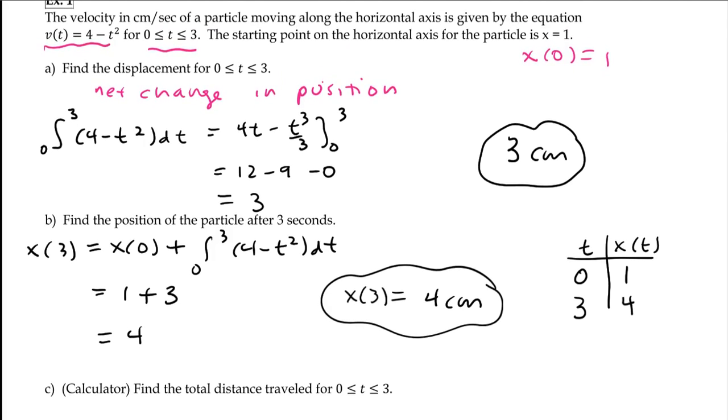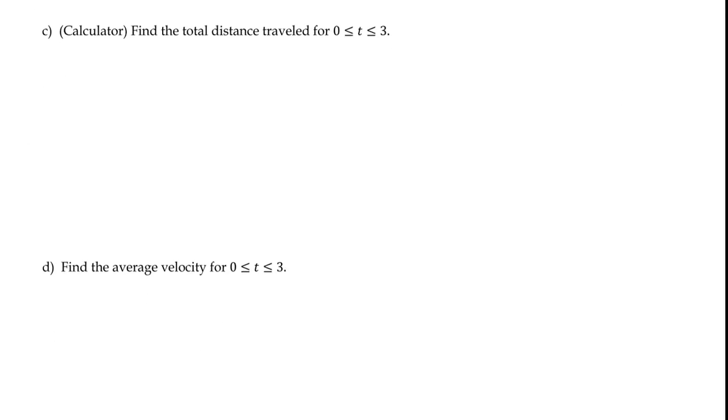Okay, part C, this says calculator. So go ahead and grab your calculator out. This is to find the total distance traveled for the time interval between 0 and 3. Total distance traveled, what happens is if we go forwards and backwards, right? Well, let me write it a little differently. If we go forwards this way and then backwards this way, for total distance traveled, we want to add up this length plus this length. So we want to count the negative part going back, so we need to make it positive. In order to do that, we're going to use absolute value.